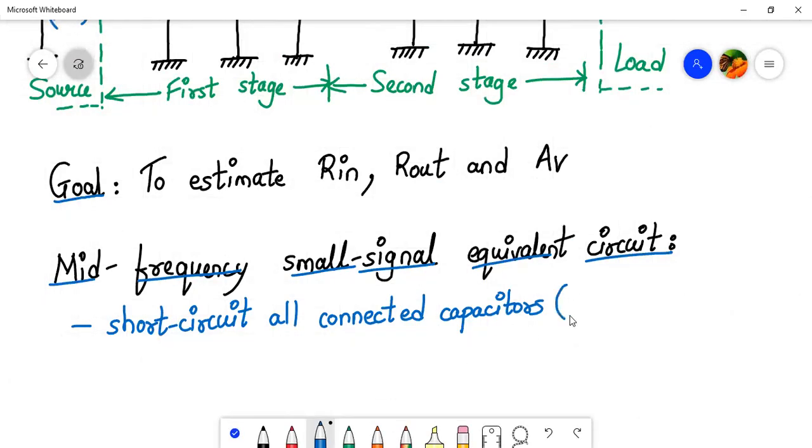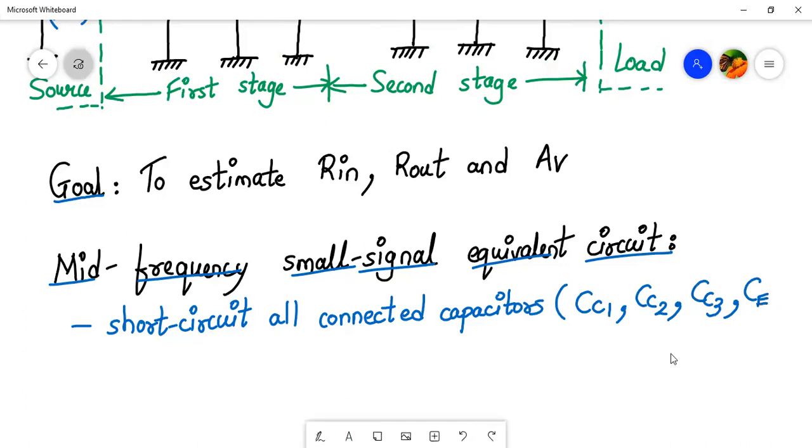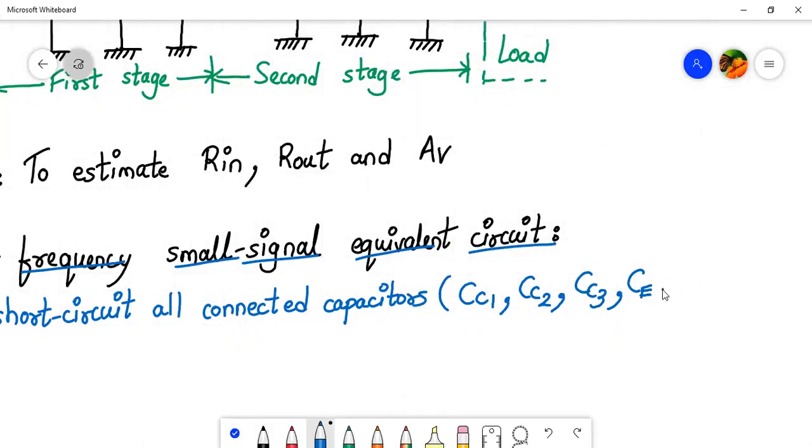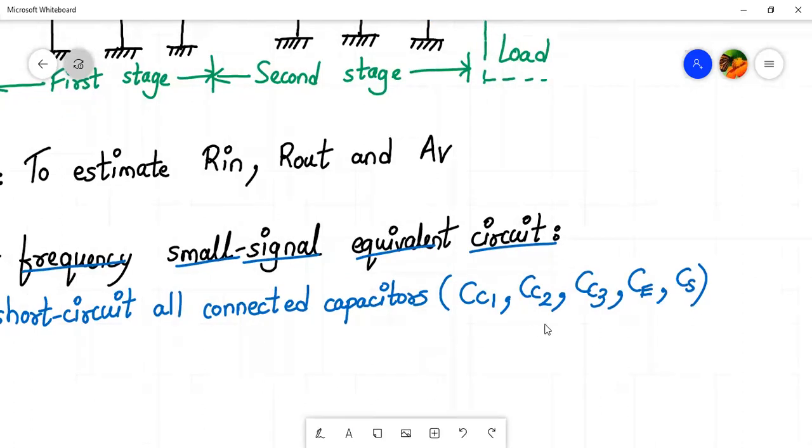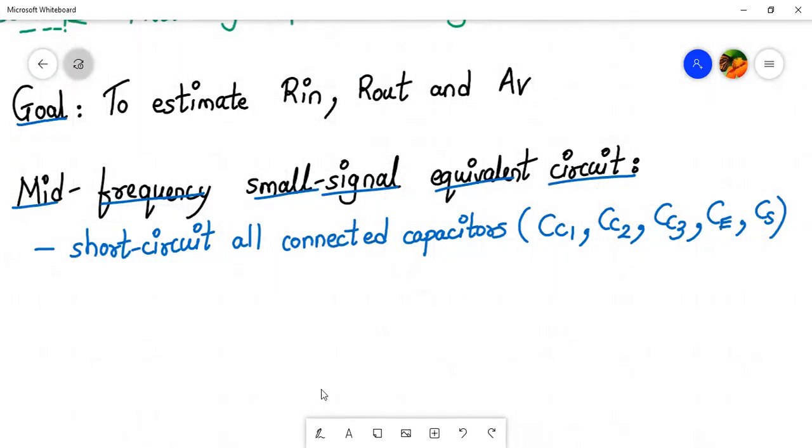So we'll write it down over here. CC1, comma, CC2, CC3, CE, and then we have CS. Okay, so all these capacitors will behave as a short circuit at mid frequency.